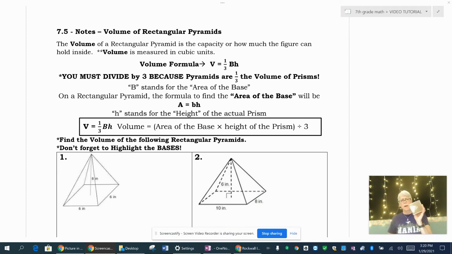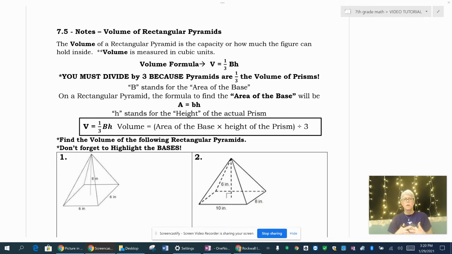So I shouldn't have said bottom. This is the base, pointy top. Prisms, they don't have the pointy top, the triangular prism. It kind of looks like maybe, but it doesn't. You can see the difference right here. And it's going to have two bases, all right? So let's look at the formula.